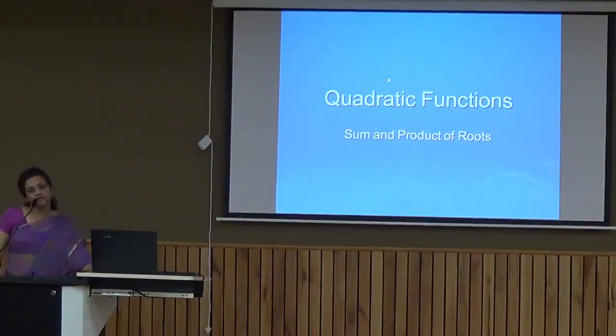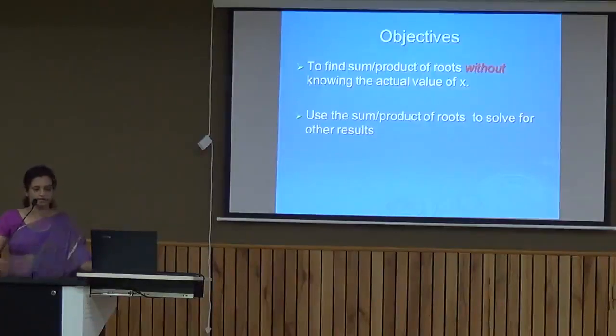Here we are going to confine ourselves to quadratic polynomials, and remember, the standard form of any polynomial goes in descending order of powers. That is, if it's a quadratic polynomial, first power 2, then power 1, and then the constant. Now, the objective here is to find the sum and product of roots without knowing the actual value of x. See, in the first part of the chapter we did not solve the polynomial. Here also, we're not going to solve the polynomials, and we're going to find the roots and their products.